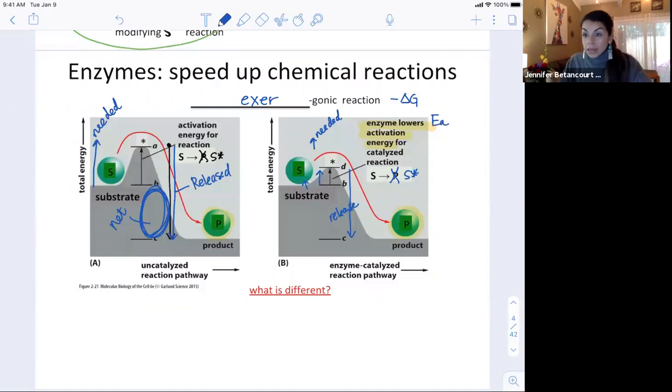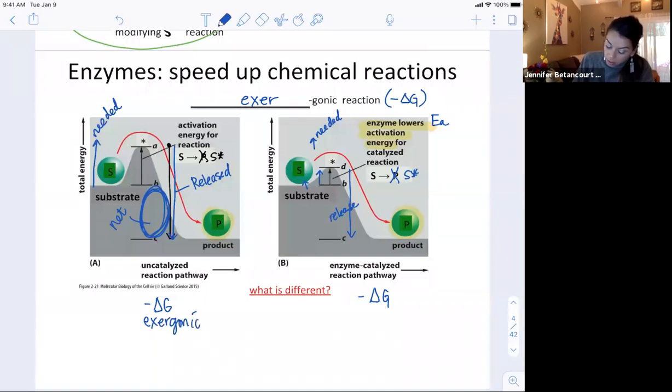But what we call this exergonic is a net release of free energy, and free energy is delta G. Okay, so the delta G doesn't change. This is negative delta G, because more energy is released than needed. The enzyme just simply lowers the activation energy. Okay, the product is still the same. The shape of the transition molecule is still the same. So it just happens quicker.